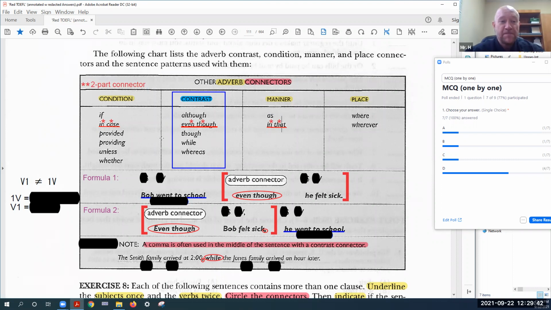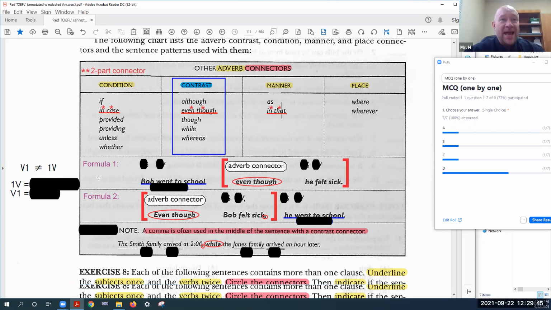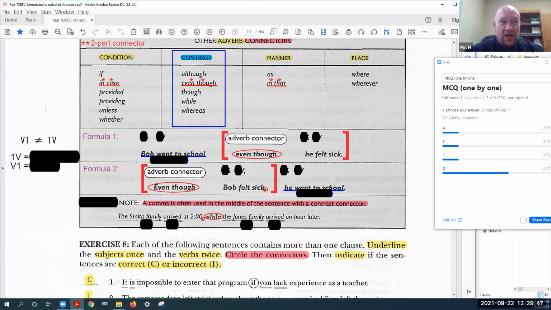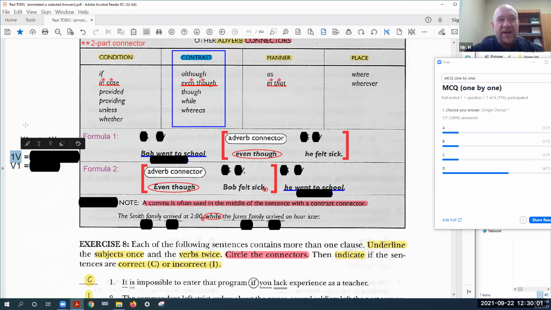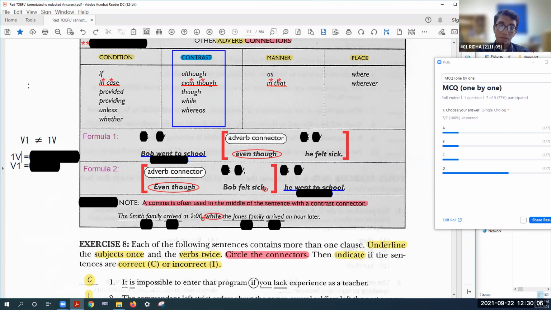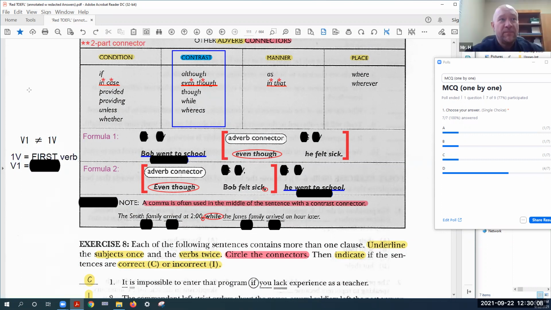Okay. All right. So now, before we look at the formula, everybody look at the right side. What does this mean? V1 does not equal 1V. What does that mean? The first verb doesn't equal Verb 1. What is 1V, Rita? First verb, right? And then what is V1? Base form. There you go. Verb 1 is the base form.